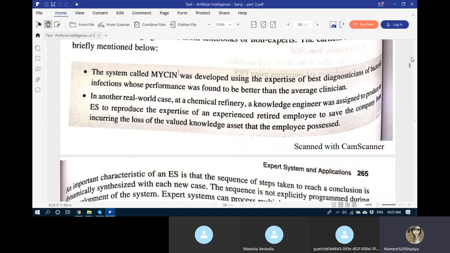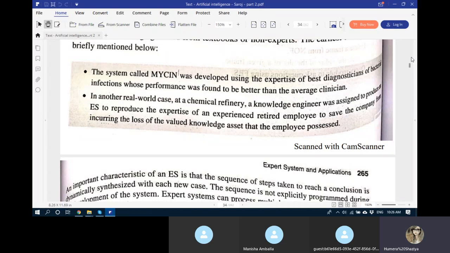There is another real world case at a chemical refinery, wherein an expert system was developed by leveraging the experience of a retired employee to save the company from incurring a loss, and that computer program is called an expert system, which possesses the knowledge of a chemical refinery engineer.